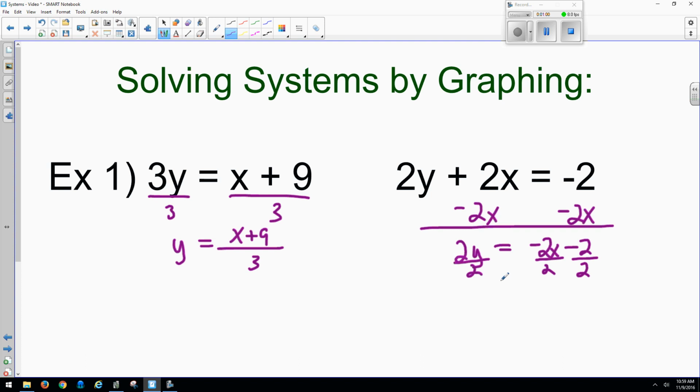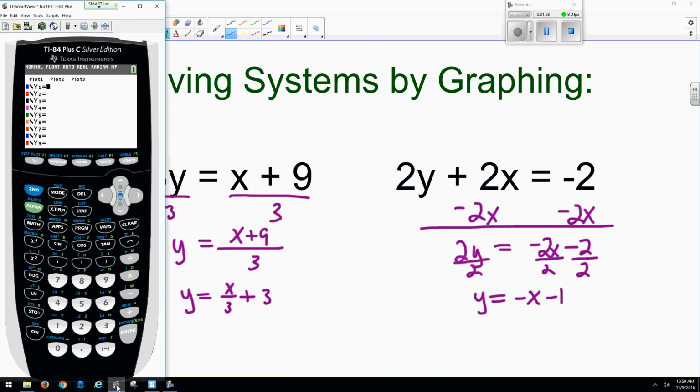I'm going to divide every single term by 2 because this can be reduced. This one can actually be reduced as well. This is really x over 3 plus 9 over 3, which is 3. So what I'm going to do is get the graphing calculator. I highly recommend that you do this along with me.